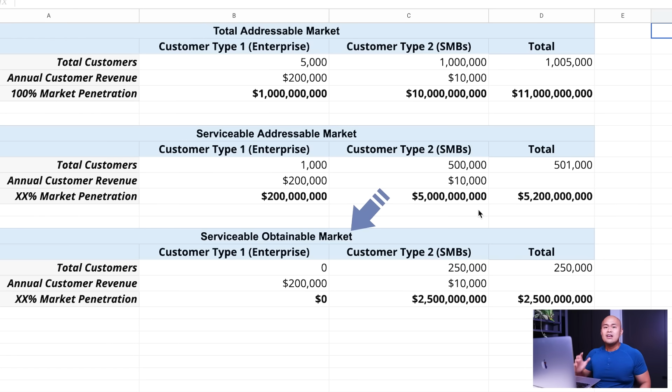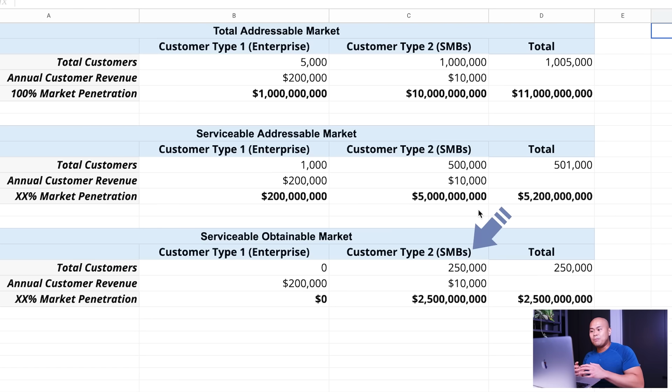And then lastly, looking at what's obtainable. This is your most immediate place in the market for you to add immediate value. So right now, as a startup, let's say as an example, you can't approach enterprises because you don't have the resources. So we actually will move that addressable to 0, which yields $0 in market penetration.